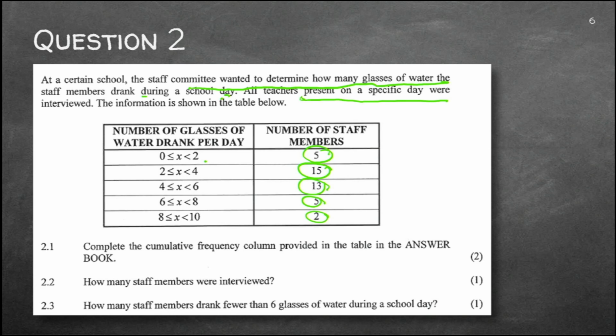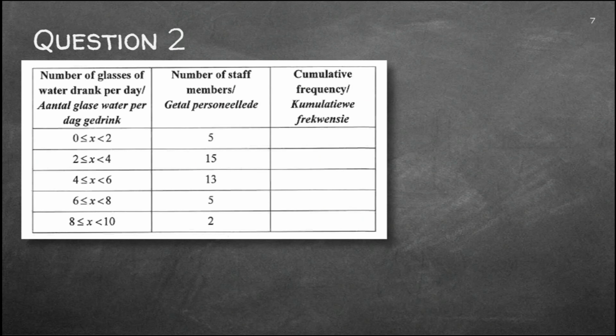So remember, cumulative frequency refers to accumulating. We need to add it up. So if we look at the table, you start at 5. And I say 5 plus 15, and I get 20. 20 plus 13, and we get 33. 33 plus the 5, 38. 38 plus 2, and we get a total of 40.